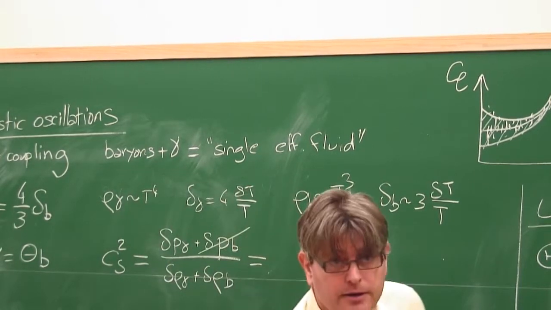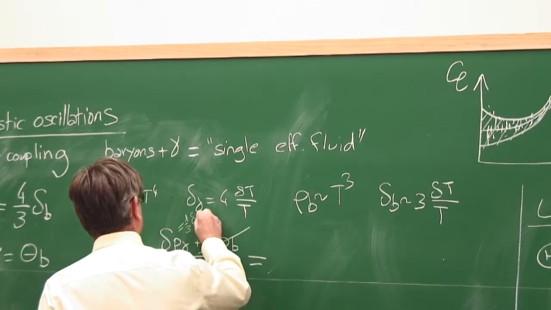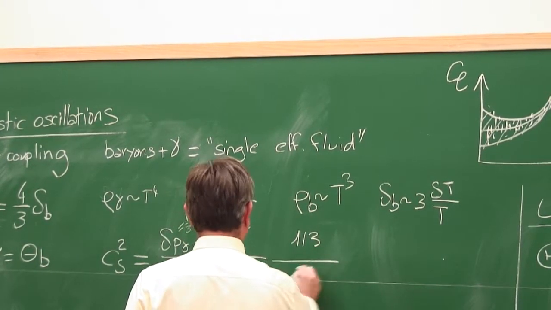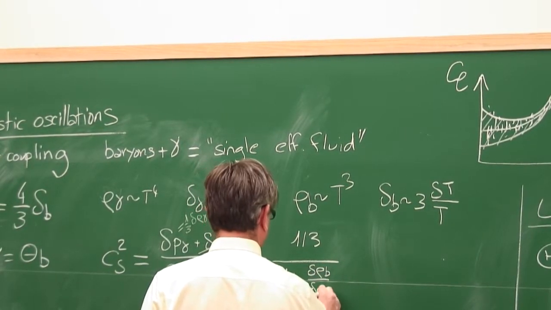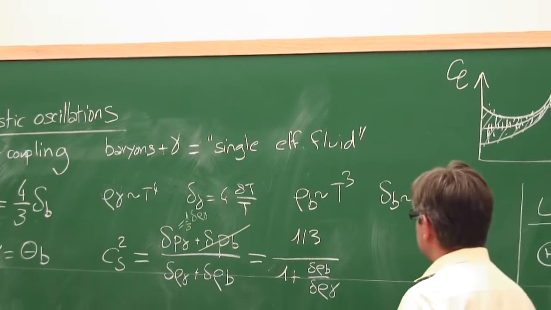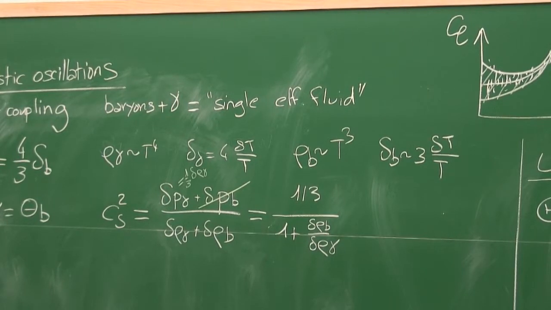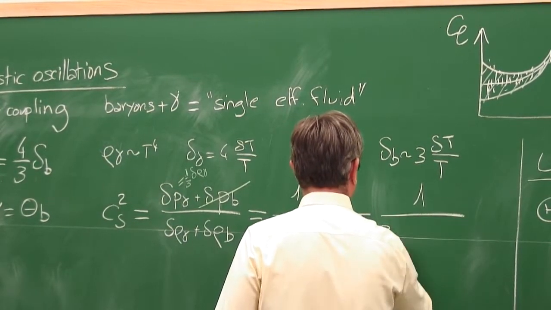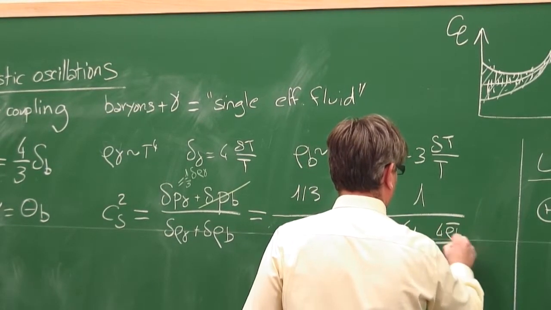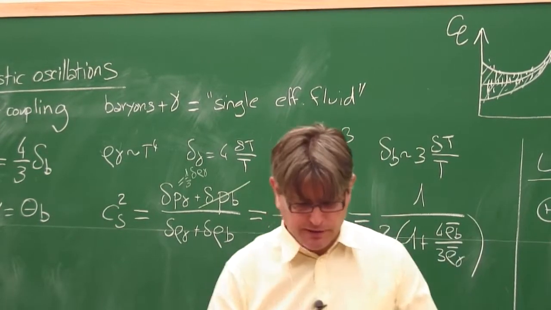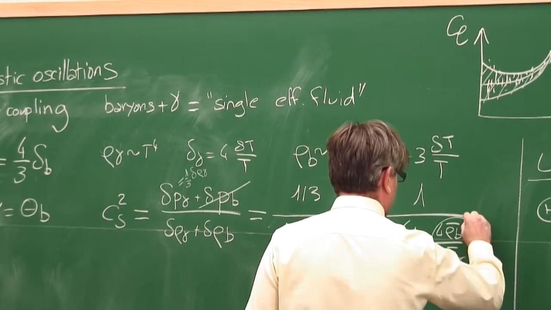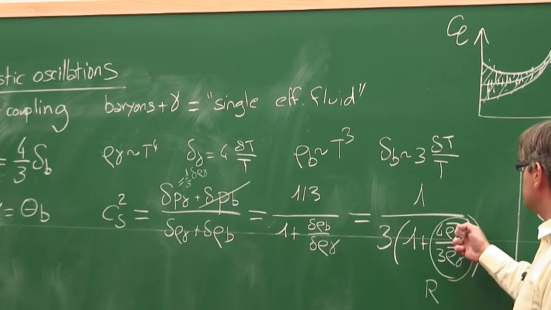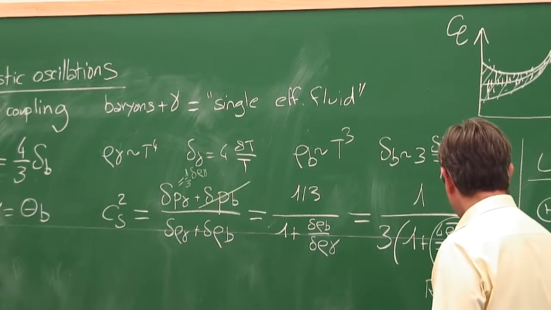We know that for relativistic photons, this is 1/3 of delta rho gamma. So if I divide everything by delta rho gamma, I have 1/3 divided by 1 plus delta rho b over delta rho gamma. The last step is to expand delta rho as rho bar times delta, to use this relation between the deltas, and you get 1/3 times 1 plus 4 rho b over 3 rho gamma. And this factor that will play a significant role is usually called R. R is the time-dependent baryon to photon density ratio. This one goes like a to the minus 3, this one like a to the minus 4. So R grows with time like the scale factor.